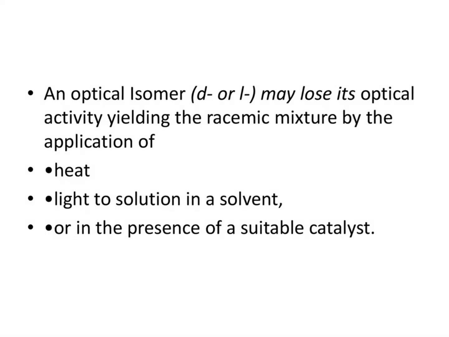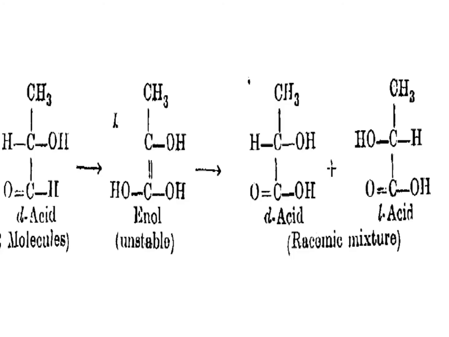For example, if we consider D-tartaric acid, it may initially undergo tautomerism, that is, it may form an enol form. Now, the enol form, since it's a reversible reaction, when it comes back to the starting compound, it may yield either D form or L form. That is how we get a racemic mixture.